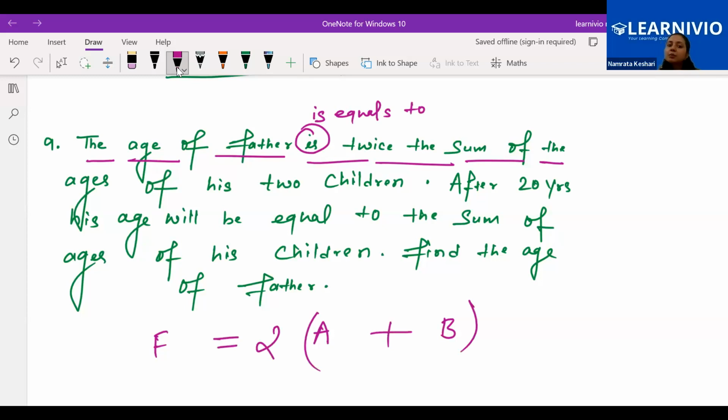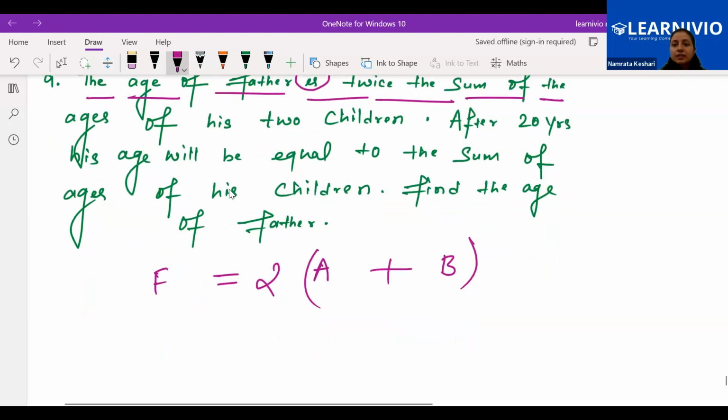If we start taking variables, we will end up with 3 different variables. For father's age, let's say X. Since 2 sons are there, for A maybe Y, for B, Z. We will end up generating a linear equation having 3 variables. Let's see if we have another condition which will help us. The next condition says that after 20 years, his age will be equal to the sum of ages of his children. This is the present scenario. At present, father's age we represent with F, and sons' ages with A and B.